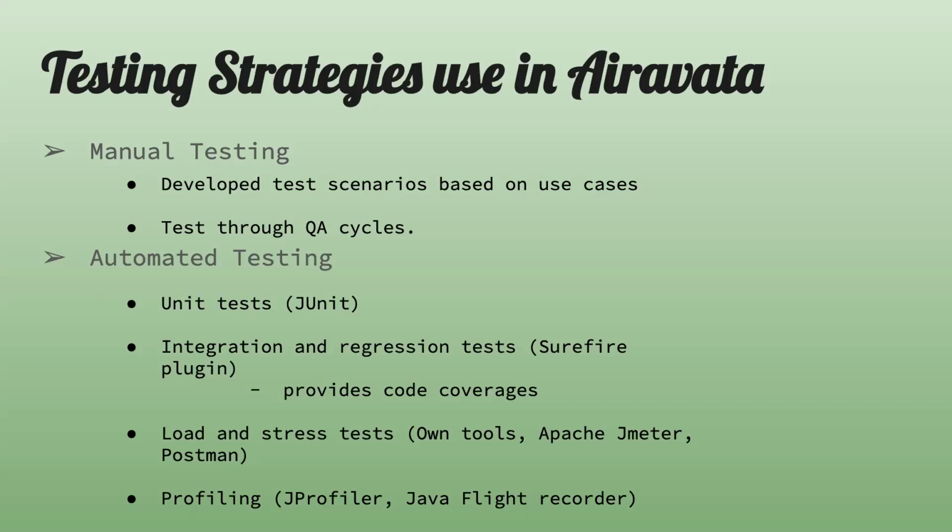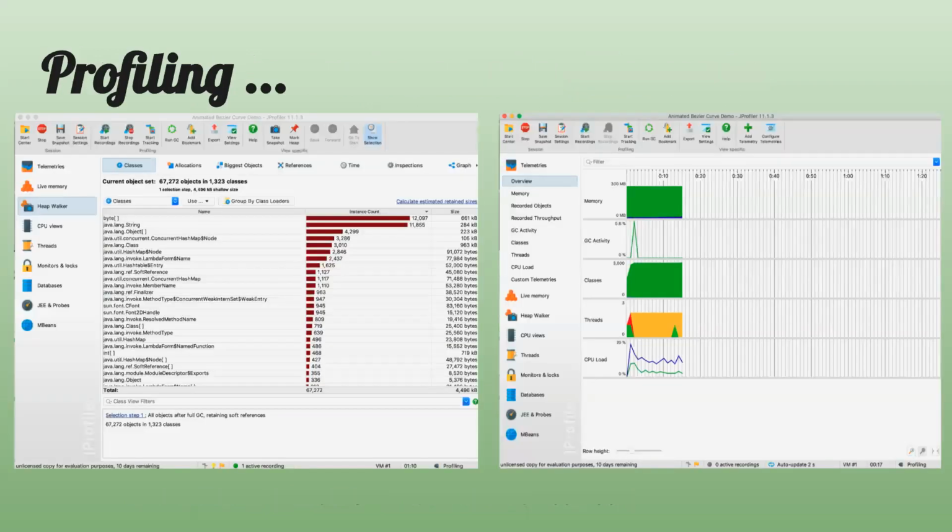Is there any memory leakage? Is there any race conditions? Those kinds of things need to be captured. For further investigation of whether the software works correctly, we can do profiling. For Java, we have Java Flight Recorder and JProfiler. These are some things that I have executed through Java Flight Recorder.